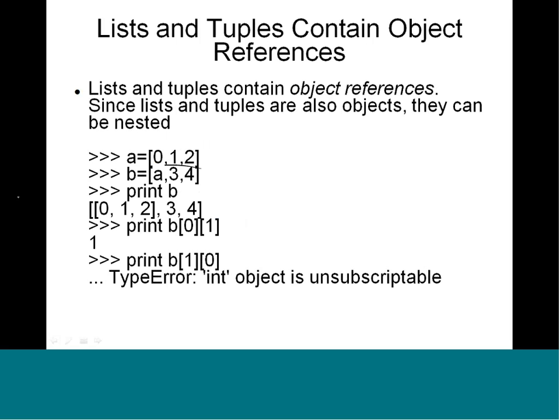So here we can say basically, a equal to 0, 1, 2, b is a, 3, 4. And when we print a, basically a nested list is getting printed. If you print b[0][1], it prints 1. So if you print b[1][0], basically that results in an error.